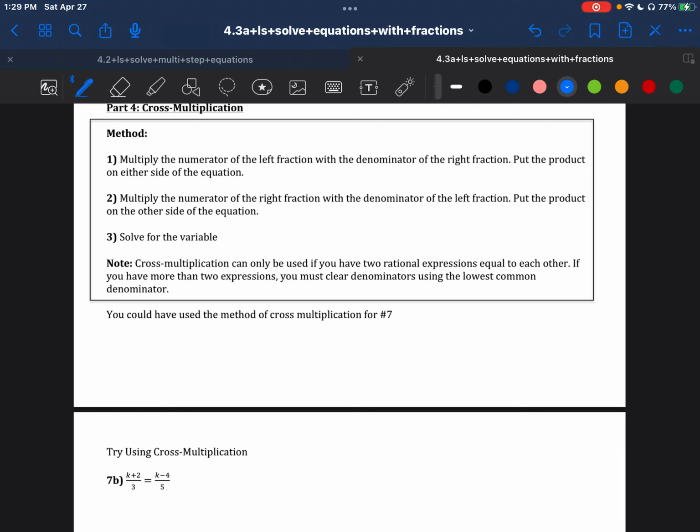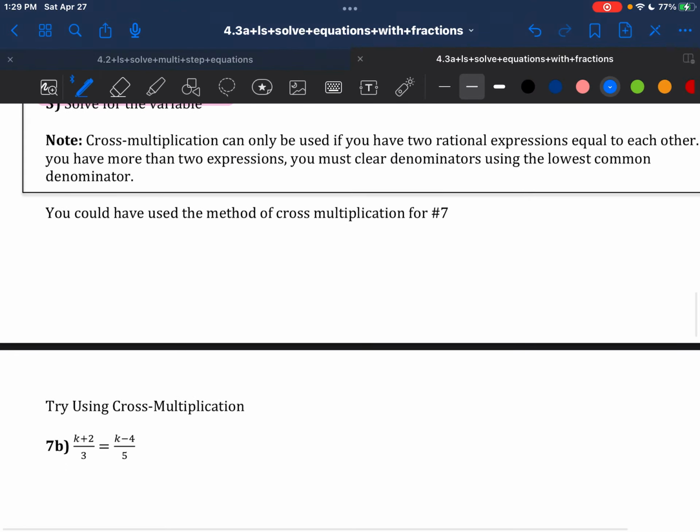Okay, so now we're using cross multiplication. So here's our method. Multiply the numerator on the left fraction with the denominator on the right. Put the product on either side of the equation. Multiply the numerator of the right with the denominator of the left. Put the product on either side. Solve for the variable. Okay, let's see how this works.